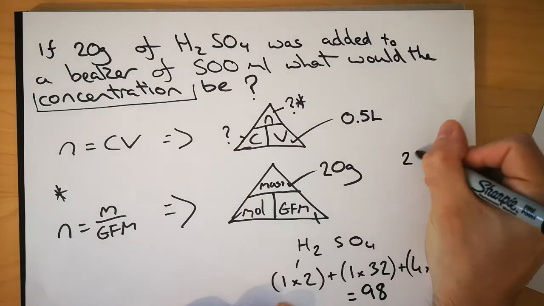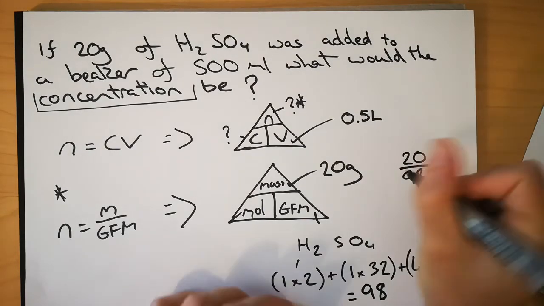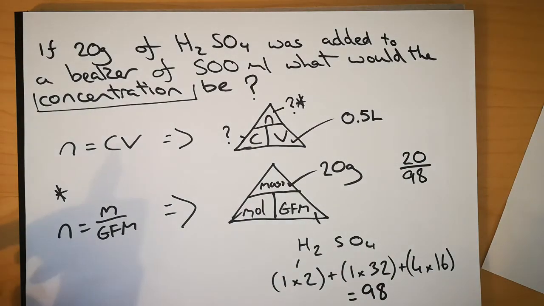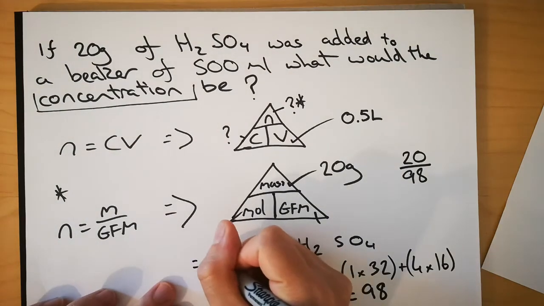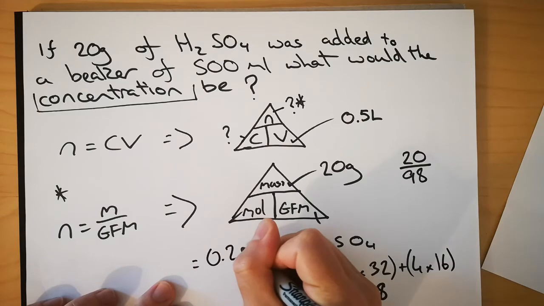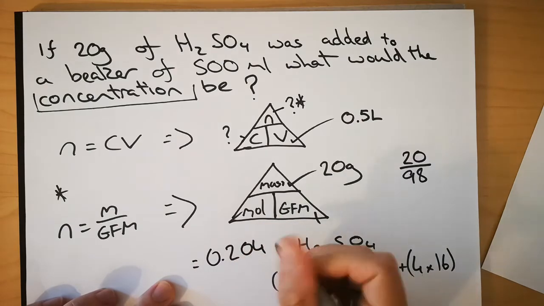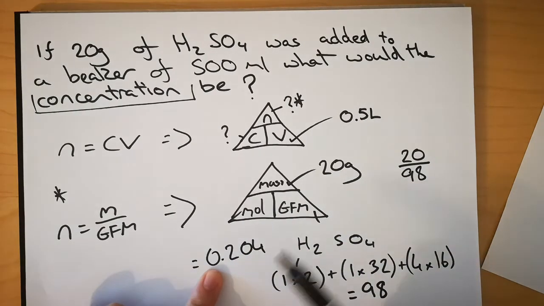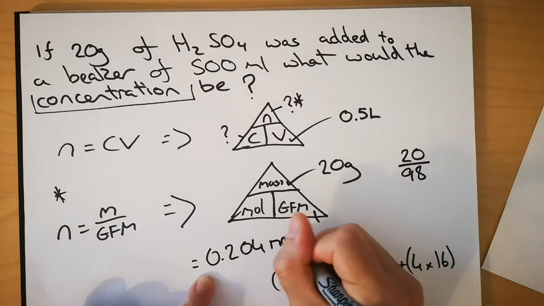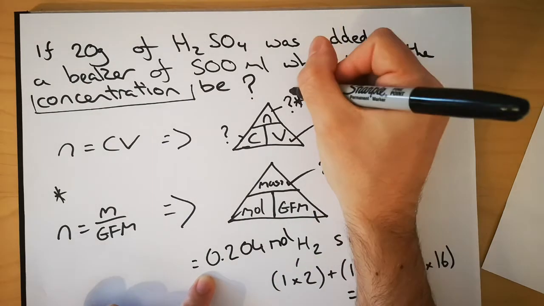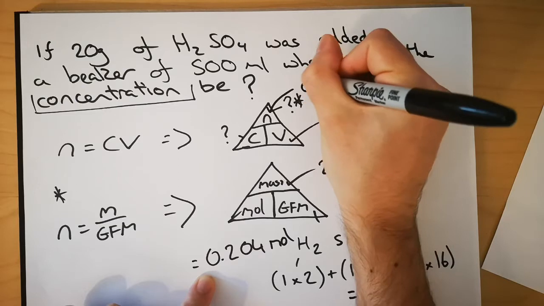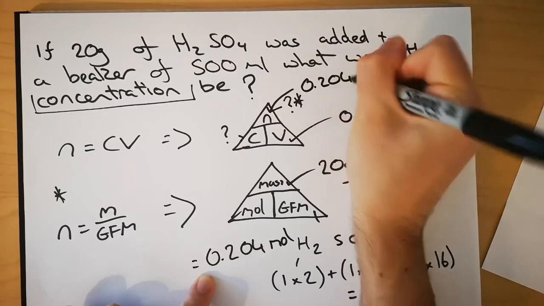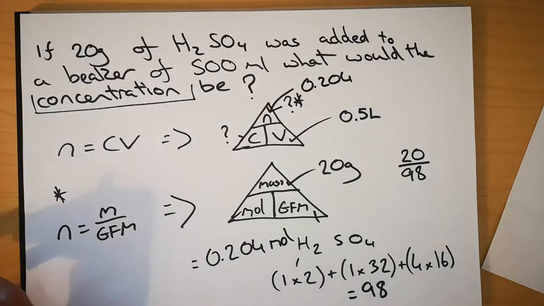So that's going to be 20 divided by 98. And that equals 0.204. Now, that is in moles. So now I do have this, and that's 0.204. I'm going to keep that in my calculator, and all I'm going to do is divide it by 0.5.